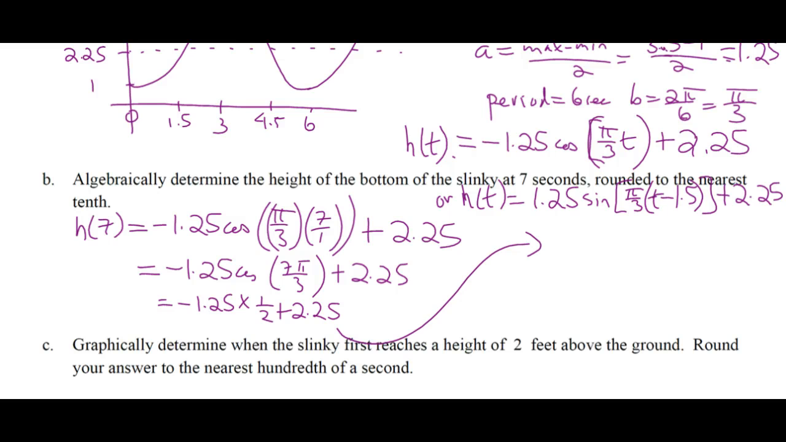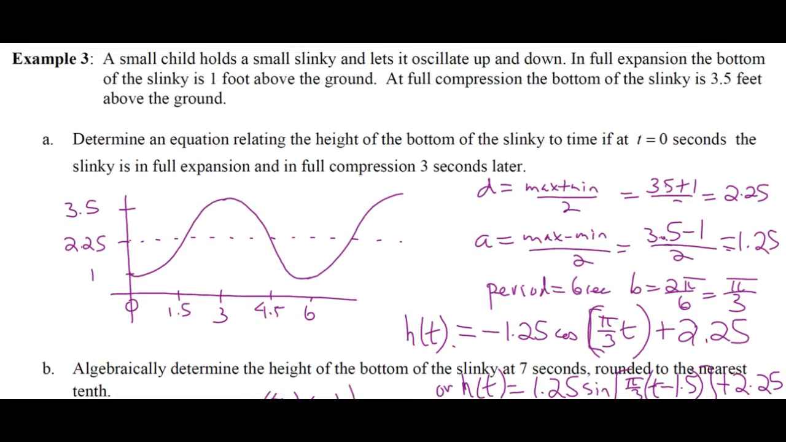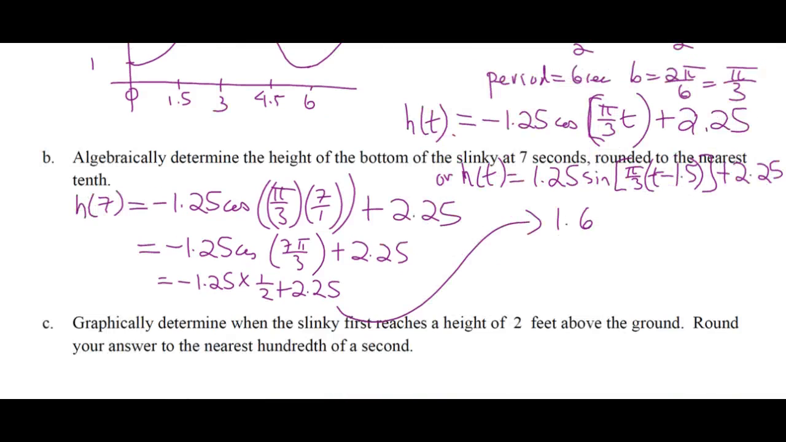What's that going to be? It's going to be like negative 0.675 or something, and then 2.25. Okay, what's it work out to? 1.625. Round to the nearest tenth, so let's go 1.6 units. What was it in? Feet. So 1.6 feet to the nearest tenth.